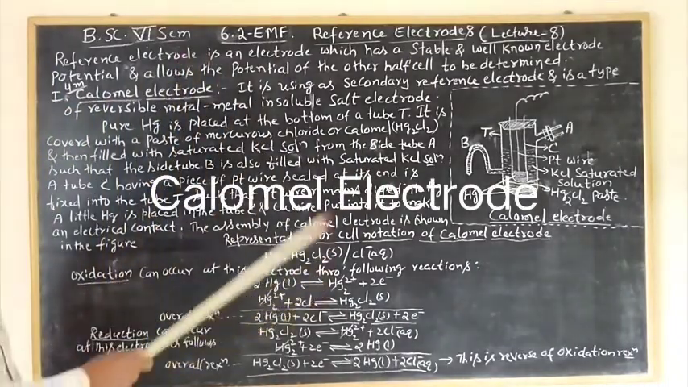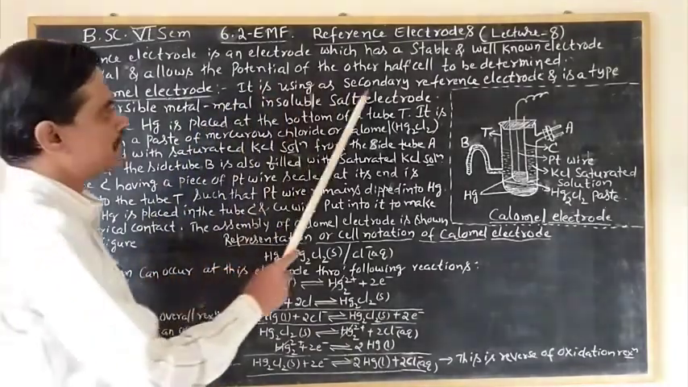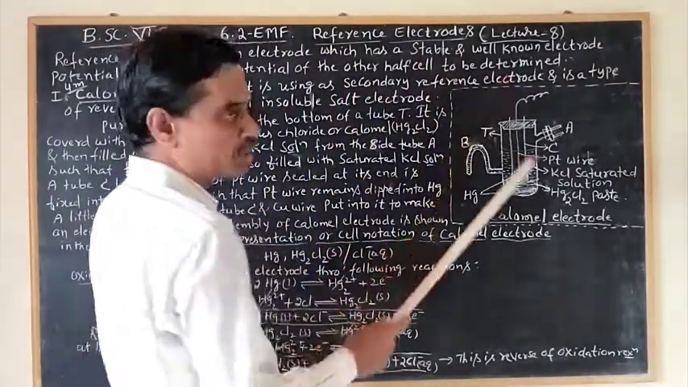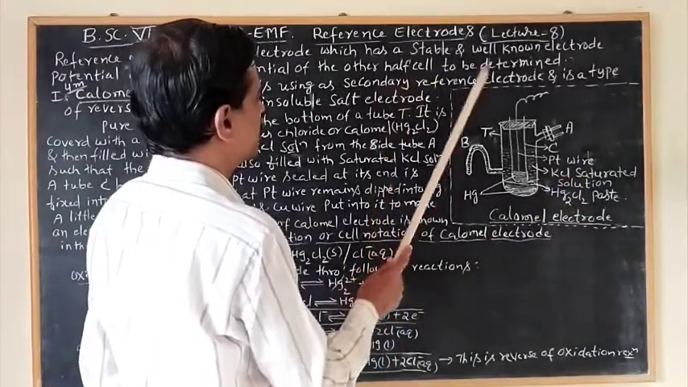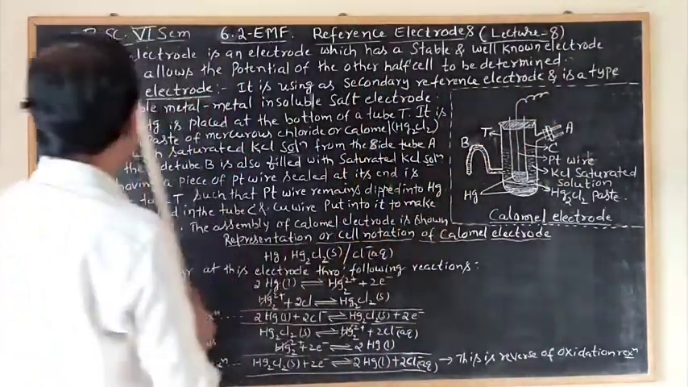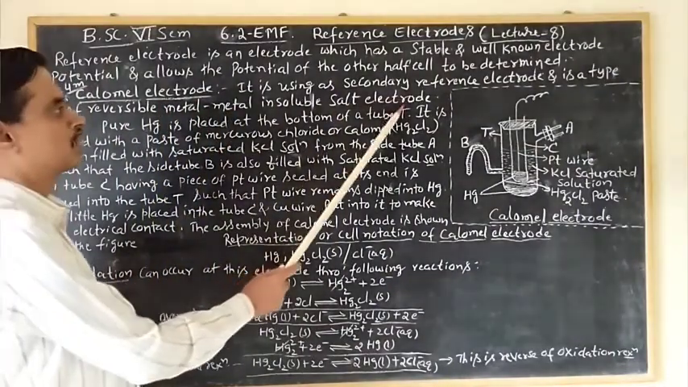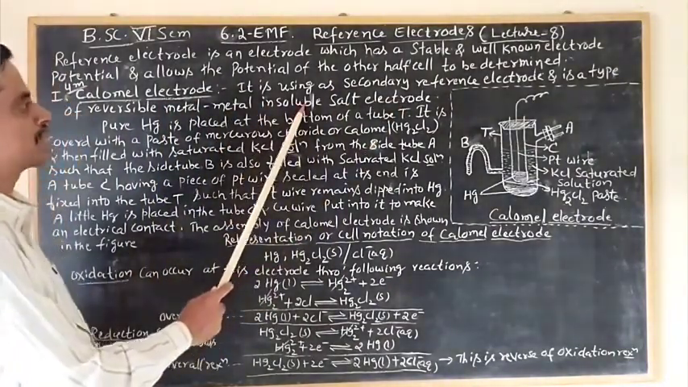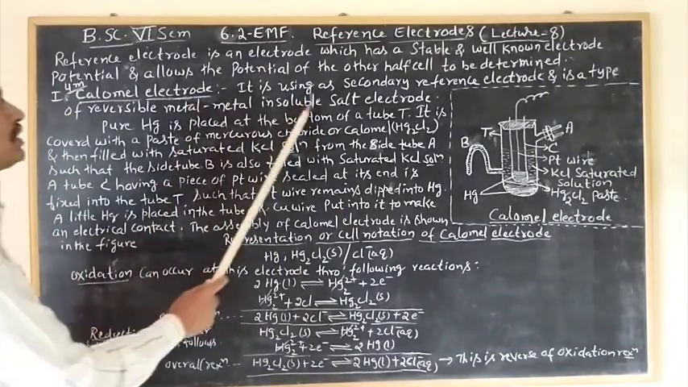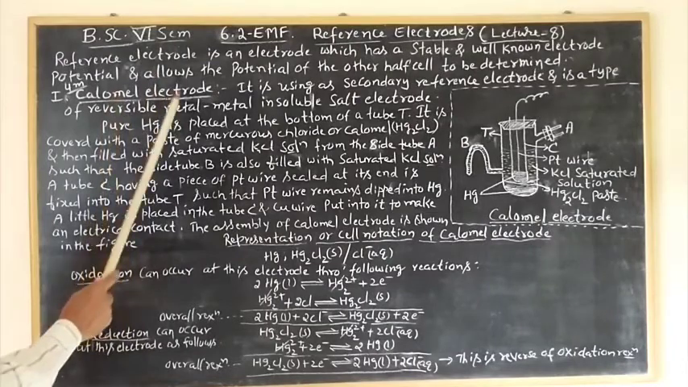In the examination, they ask this question for 4 marks. It is used as a secondary reference electrode. There are two types of reference electrodes, primary and secondary. This is a secondary reference electrode and is a type of reversible metal insoluble salt electrode. This we have already discussed in the previous classes, the types of metal insoluble salt electrodes. Among these, one of the examples is the calomel electrode.